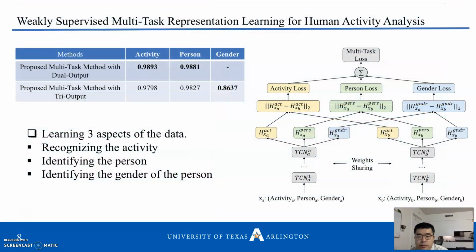In the second experiment, we expanded the proposed multitask model to include additional attribute representation learning. Here we choose the gender of the person as another representation learning task. The experiment results show that 3 types of different representations are learned successfully. So we know this model can be easily expanded to other related representation learning tasks.